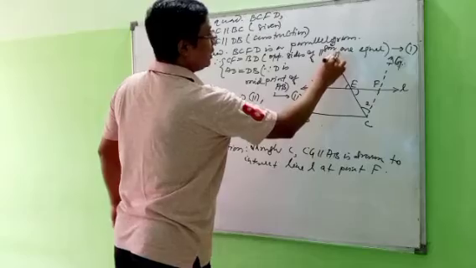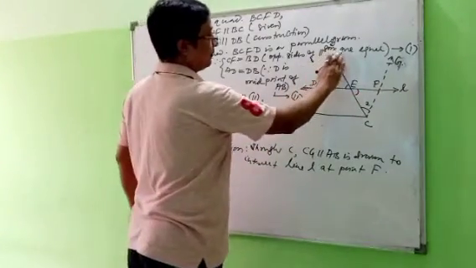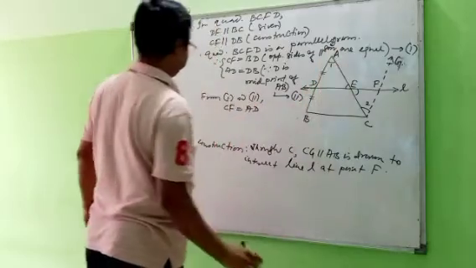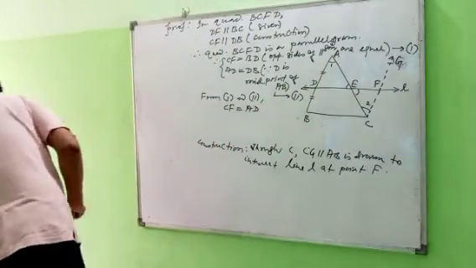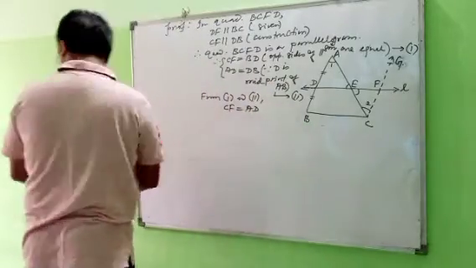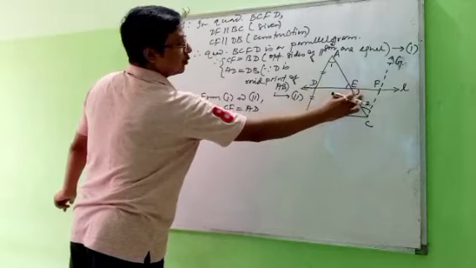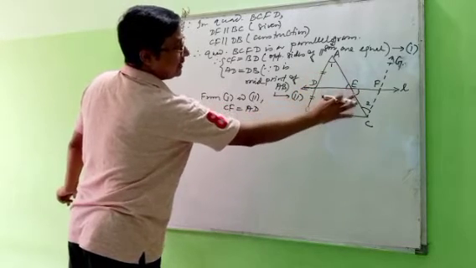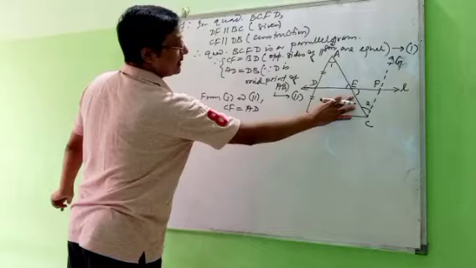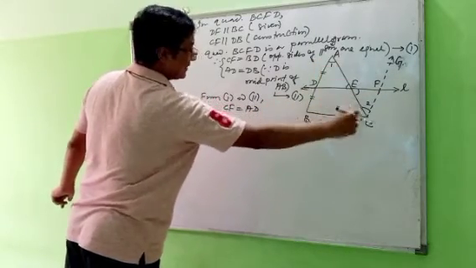Now we will make these two triangles congruent, so as to get AE equals CE, so that the line L will bisect the third side, that is AC.